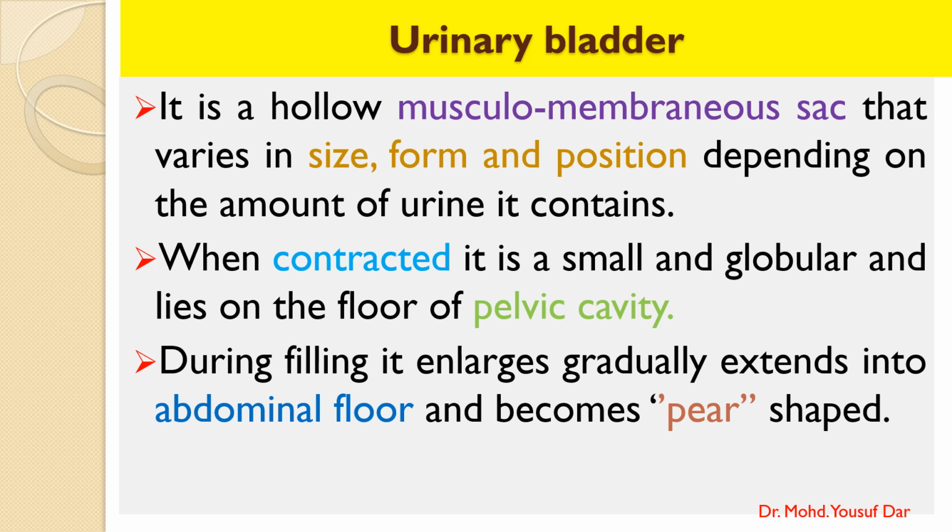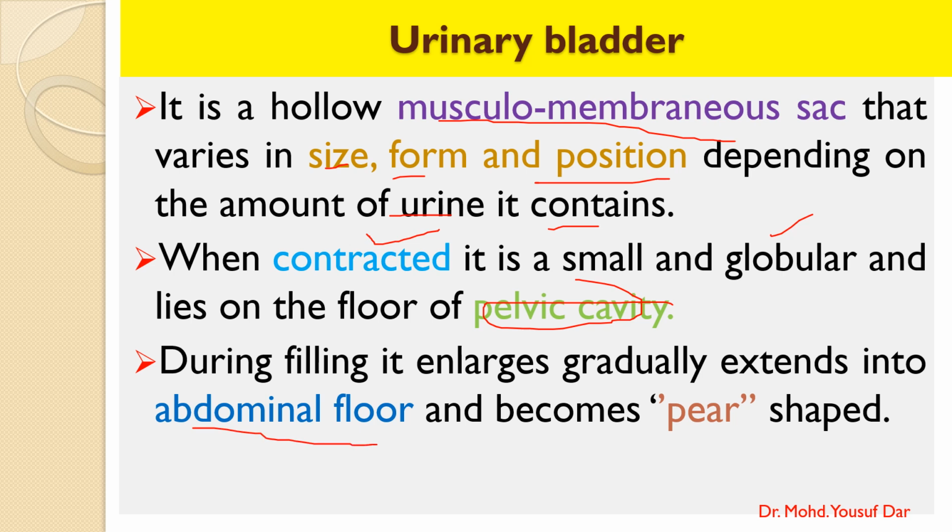It is a hollow musculomembranous sac that varies in size, form and position depending upon the amount of urine it contains. So a musculomembranous sac होता है, इसकी जो फॉर्म होता है, साइज एंड पोजीशन वो वेरी करती है, एंड इट डिपेंड्स अपॉन द अमाउंट ऑफ यूरिन इट कंटेन्स. सो व्हेन इट इज कॉन्ट्रैक्टेड तो उस टाइम ये स्मॉल होता है, इट इज ग्लोब्यूलर एंड इट लाइज ऑन द फ्लोर ऑफ द पेल्विक कैविटी.